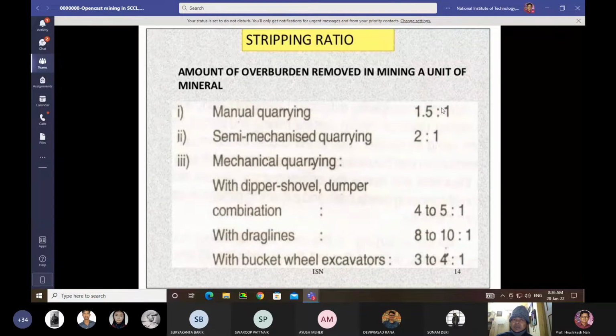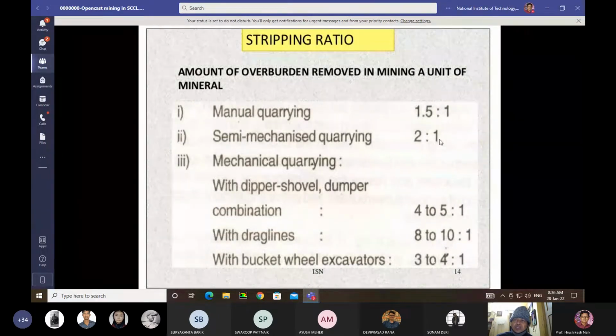Similarly for semi-mechanized mining, 2 cubic meter of overburden is to be removed to get 1 ton of mineral. That is called 2:1. And for mechanized quarrying with a shovel and dumper combination, the stripping ratio should be 4 or 5:1. So 4 or 5 cubic meter of overburden is to be removed to get 1 ton of mineral. If you are using draglines, it can go up to 8 to 10:1. If you are using bucket wheel excavators, it will be 3 to 4:1. So like that, the stripping ratio is the ratio which will give you the profitability of your mining organization.